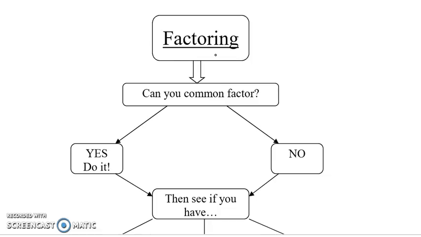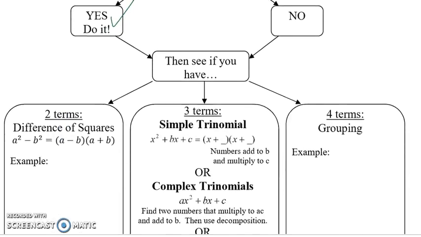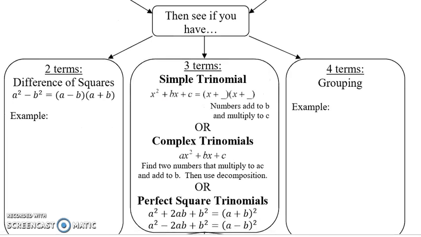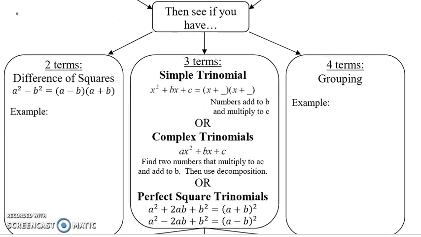So the first thing we do with a factoring flowchart is we go with the idea that factoring starts with common factoring. We always want to ask that first. Can we common factor? If we can, then we're going to do it. If not, then we move on. Once we move on, we're going to see if we have 2 terms, 3 terms, or 4 terms. Now let me give you some examples and we'll find out where these fit.